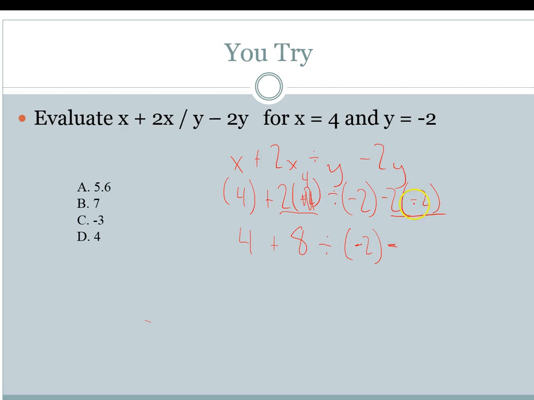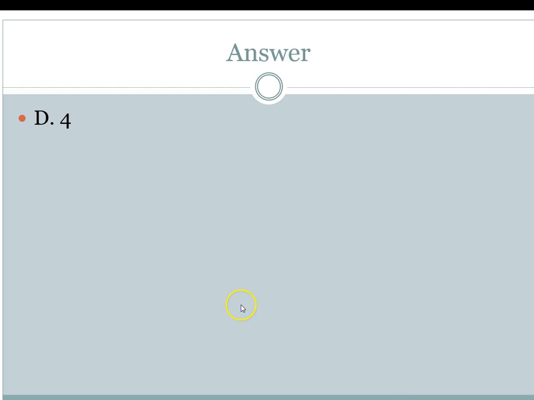There's a minus sign, and then 2 times -2 is -4. So I'm going to keep that in parentheses because it's negative. And then the next step is division. 8 divided by -2 is -4. So I have 4 plus -4, should stay in parentheses, minus -4. Going from left to right, 4 plus -4 is 0, minus -4 is +4. That's why we have D. To practice, you would do problems on page 15, 1 through 3.